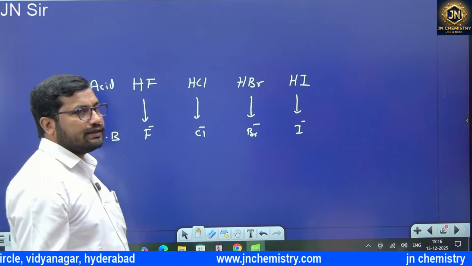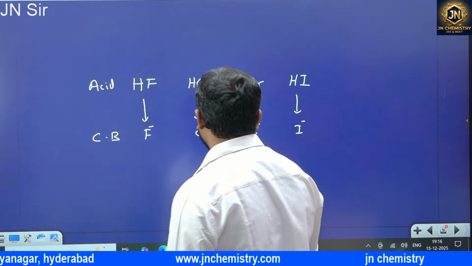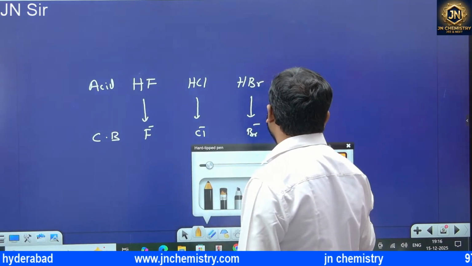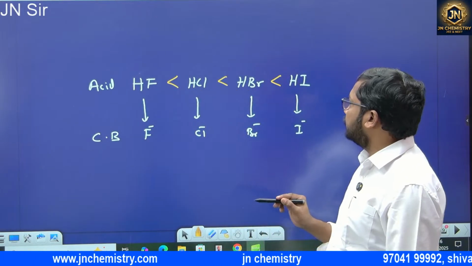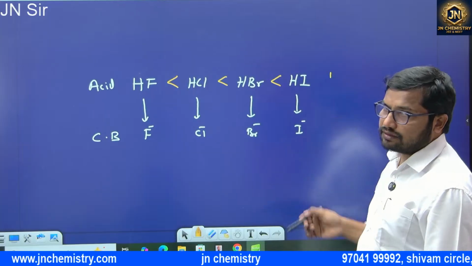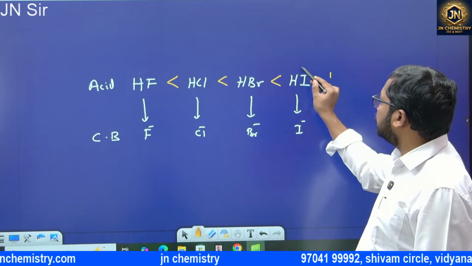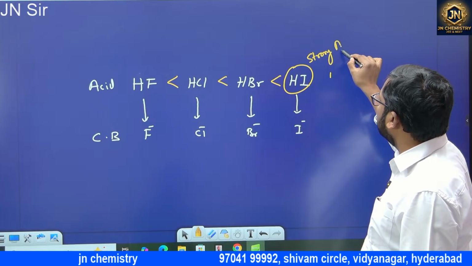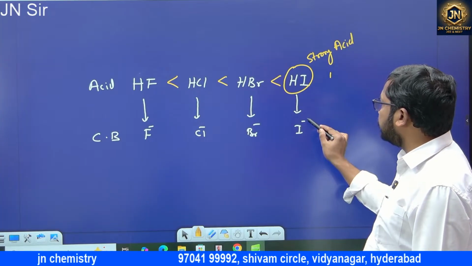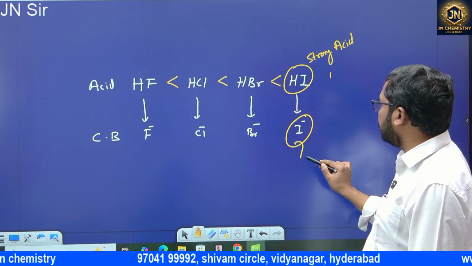Right, which is strong acid? HI is strong acid, then HBr, then HF. Right? Acidic. Strong acid is this. This is strong acid. So its conjugate base, this is what?